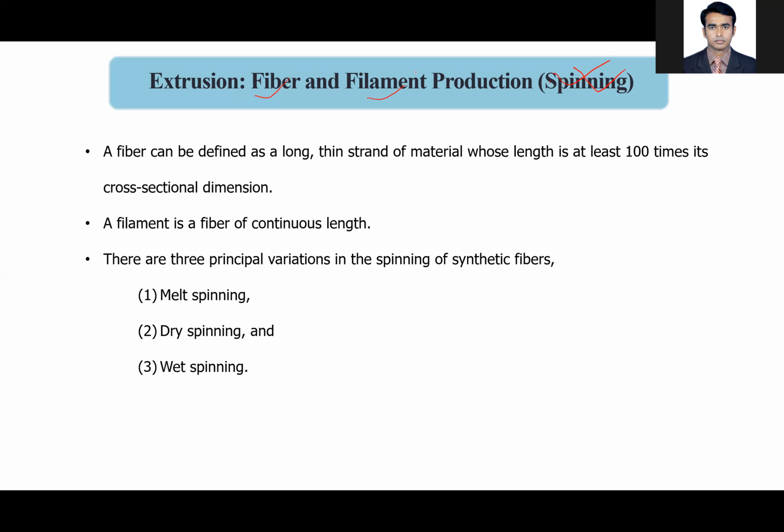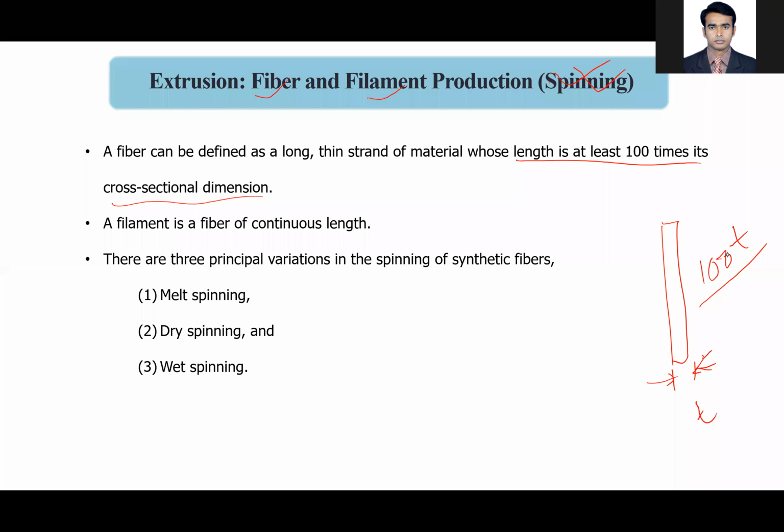In the case of fiber, what is fiber? If we look at the definition, it says if the material's length is at least 100 times its cross-sectional dimension. If the length is 100 times the diameter of any strand, if the diameter is T, then 100 times T, then we say it is fiber. Sometimes we also call filaments fiber. The filaments are actually fiber of continuous length. We don't cut it, there is no definite length, but it's a continuous filament that's wound in a reel. And there are three principal variations of spinning of synthetic fibers. Plastic fibers are synthetic fibers.